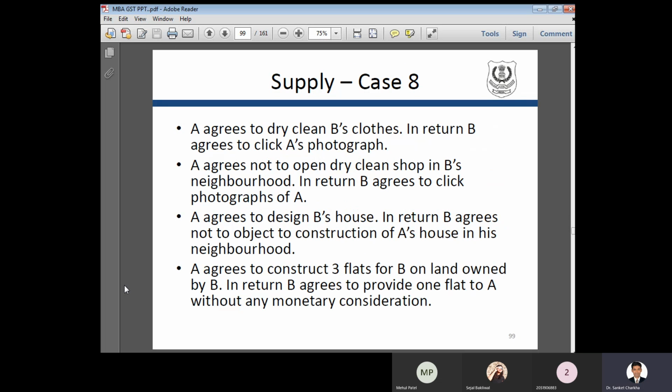A agrees to dry clean B's clothes. In return, B agrees to click A's photograph. Agreed or made or agreed to be made. Perfect. Do you see the ingredients of supply? Yes, sir. In return, what is here? The barter system has come in. So barter means money exchange.